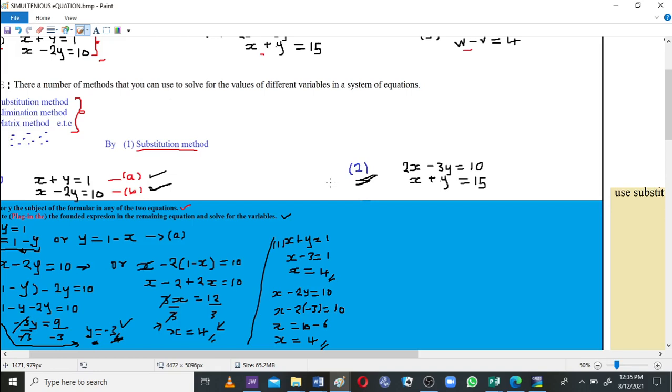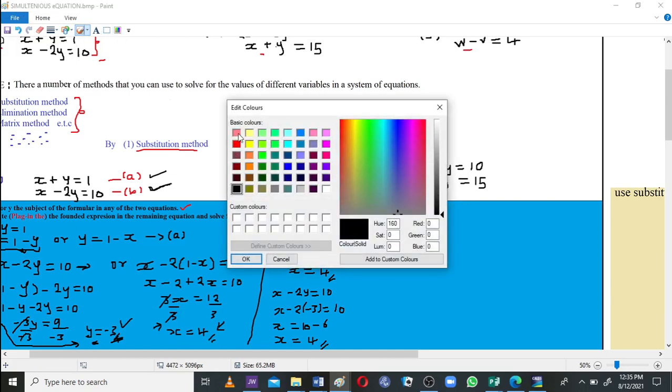Let me check the minutes. I think we still have time. We can proceed, we can solve this one. Hope you've gained knowledge from the first example, because I'm going to be fast in the second example.